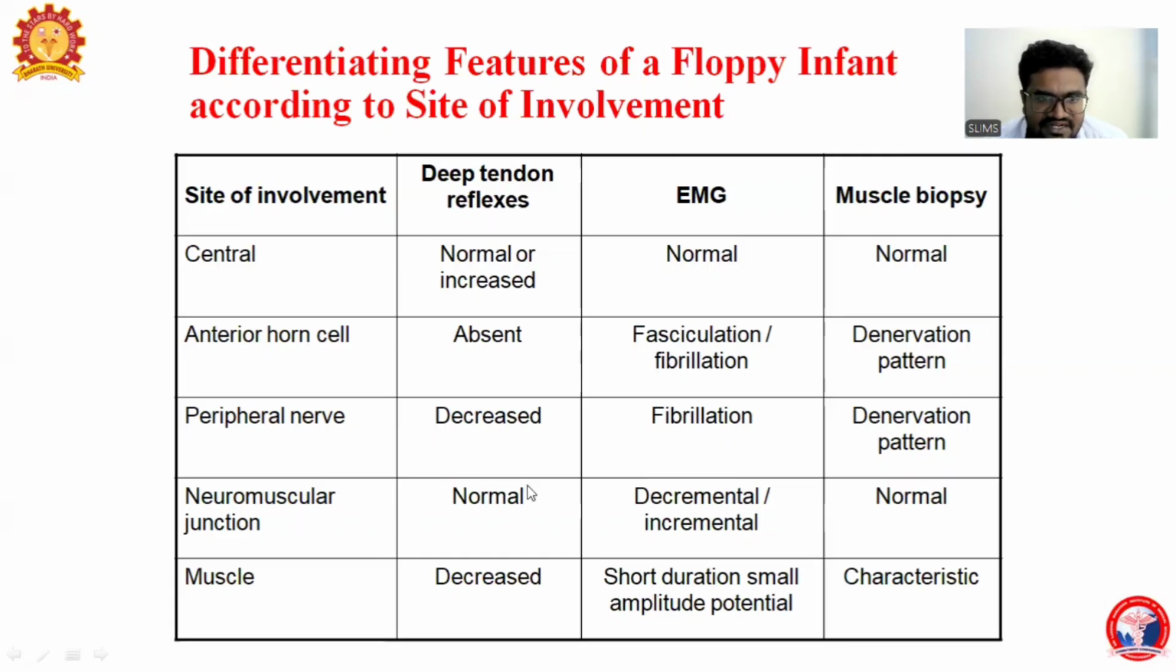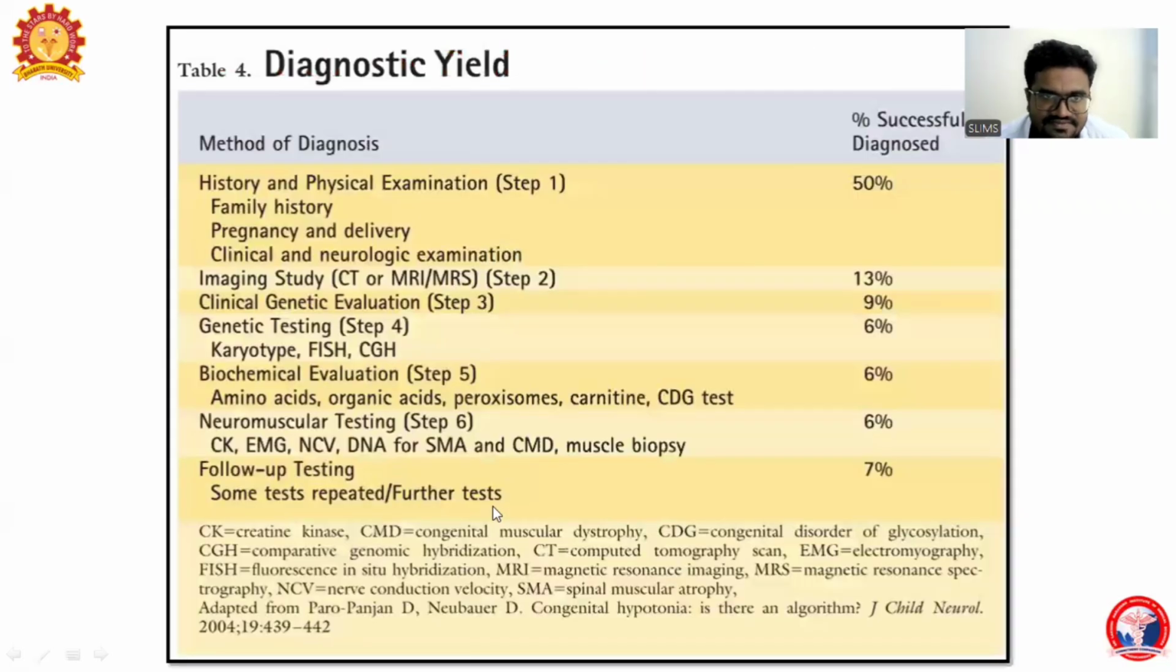In neuromuscular junction, the deep tendon reflex can be normal. The repetitive nerve stimulation test shows a decremental response. Muscle biopsy is normal. In myopathy, the deep tendon reflex is decreased. The EMG action potential is of short duration, and the muscle biopsy is the diagnostic test. These are the various diagnostic things.